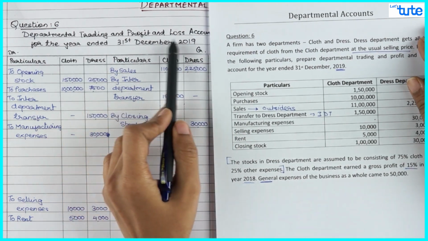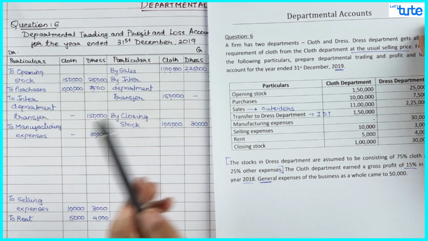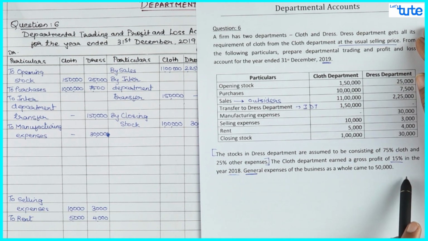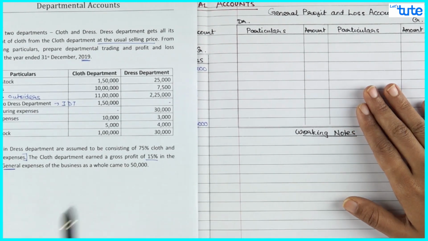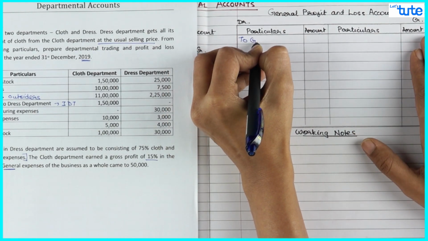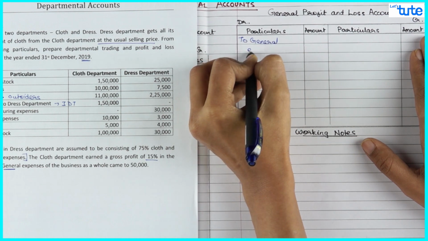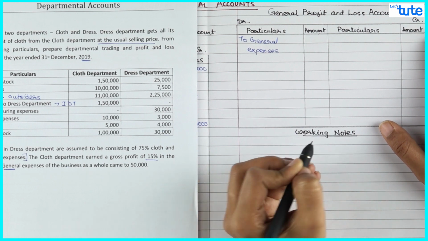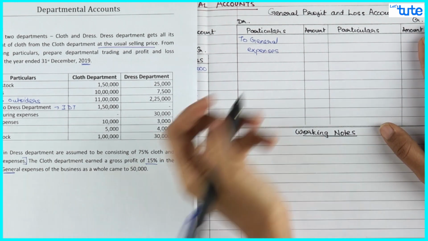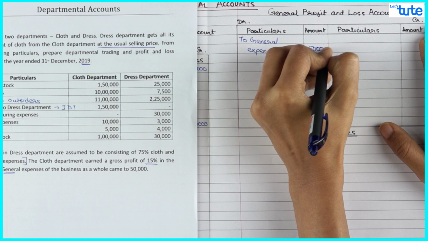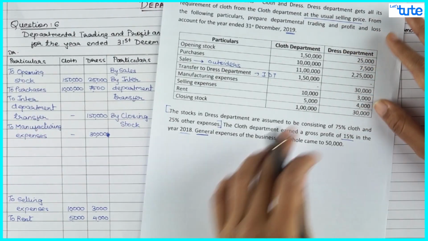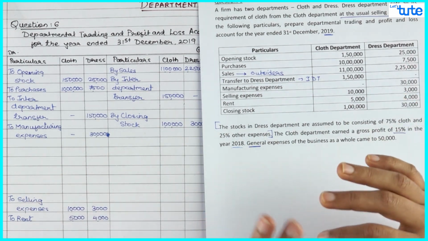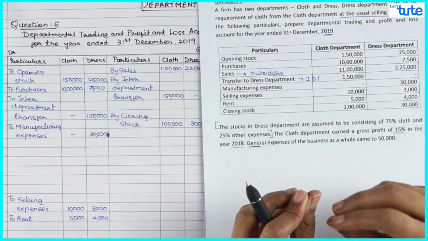So it is departmental trading and profit and loss account for the year ended 31st December 19. And general expenses of the business as a whole came to 50,000. So that would go to general P&L account. Now the allocation of which is not possible will go to general P&L account because that is for the business as a whole and it is 50,000. So that's done. Now we are done with all the posting of the items, and the last thing remaining is the calculation of the stock reserve.